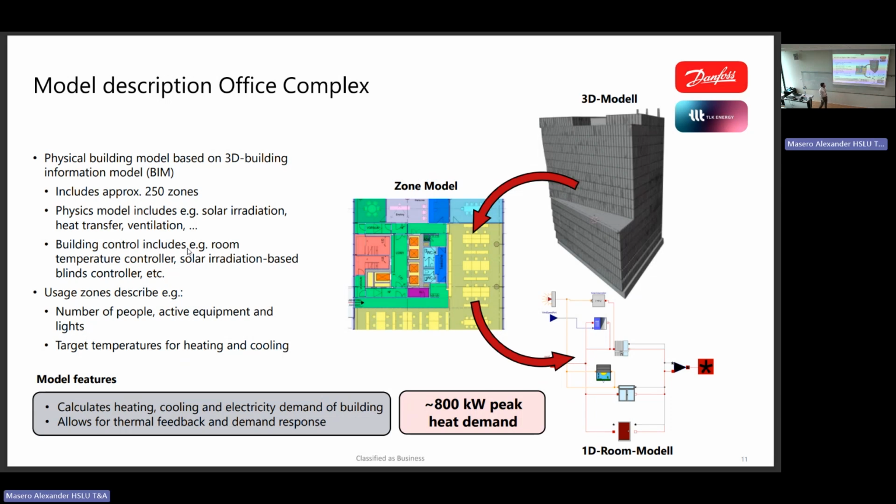The office building was modeled in 3D, then translated into a zone model. The overall office consists of approximately 250 zones. The model has all relevant physical relations or equations in it. So it considers solar radiation, convective and conductive heat losses, ventilation losses, and also internal heat sources. Putting weather files on top of it as boundary conditions, we can determine the heat profile over the year. We end up here with a peak heat demand of 800 kilowatt on a pretty cold day in winter time.